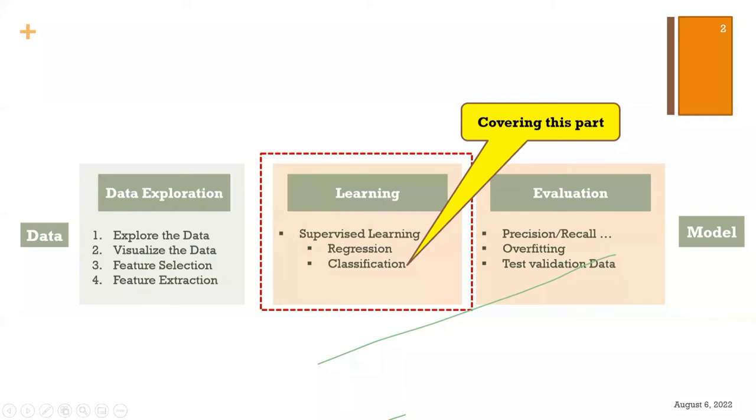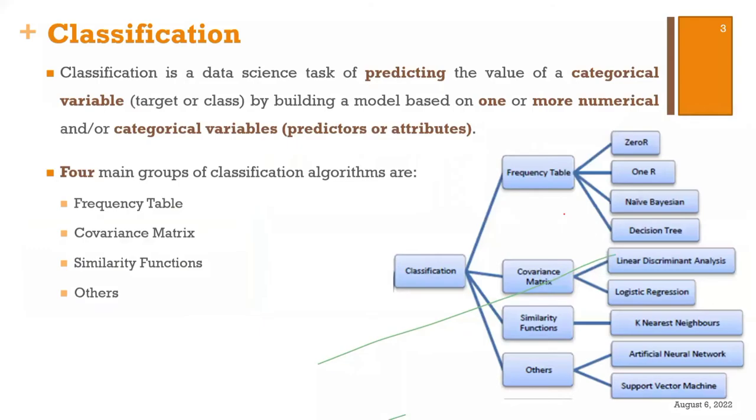Here we've talked about some of the procedures for a machine learning system. You have your data, so you do data exploration, visualizing the data, feature selection, feature extraction. Then we are interested here in this part: the learning process, supervised learning. We want to look at the algorithm, how does it work. The evaluation will come after you have trained your model.